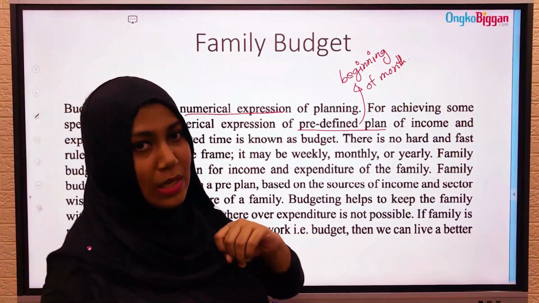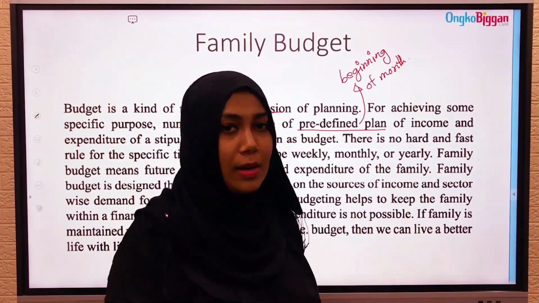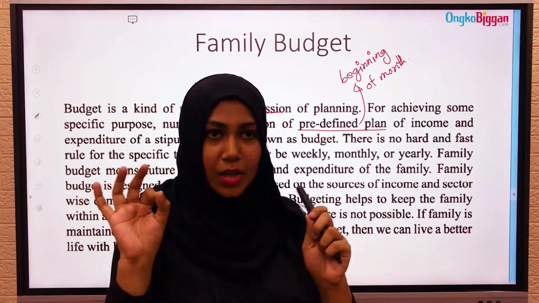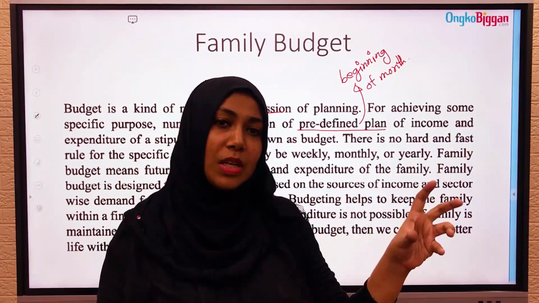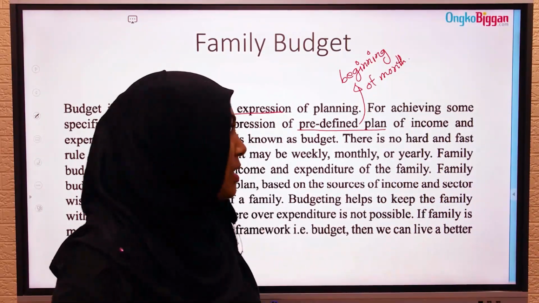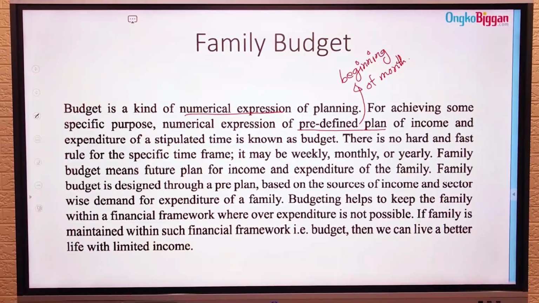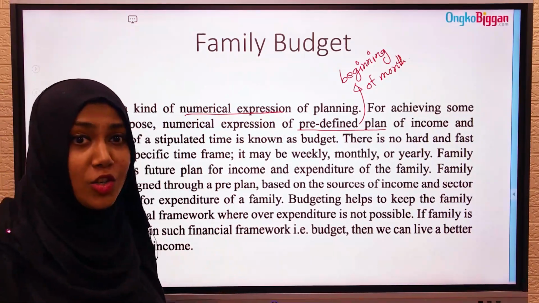We know our possible incomes, right? If you are a job holder, you can know your incomes pretty exactly. But if you are a businessman, you can assume, in this month I can have this much of money to run my business or to run my family. So if we make that plan beforehand, that is actually called a budget. Plan of what? Our financial plan.